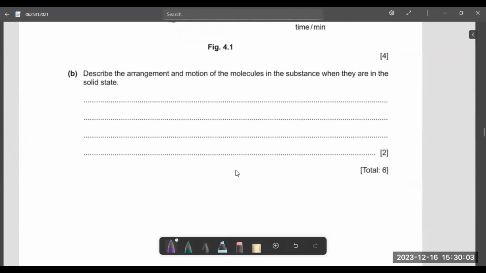Next, describe the arrangement and motion of the molecules in a substance when they are in the solid state. So we know in the solid state molecules are much closer than in liquids, and they are in a regular arrangement and in fixed positions, and they can only vibrate.